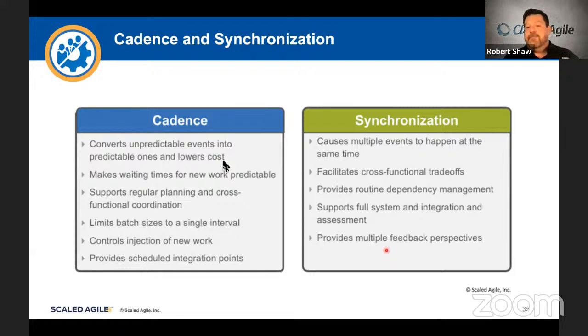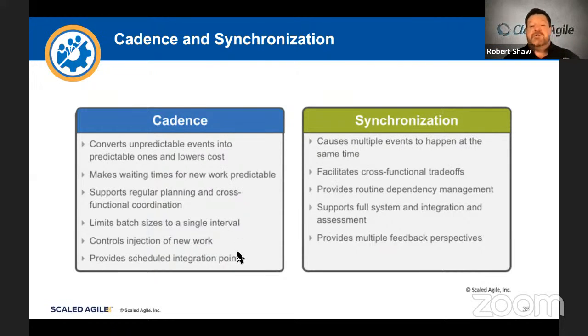Inside of that heartbeat, there are points where the organization needs to come together to synchronize and align. We need to do some cross-functional planning. We need to do some cross-functional integration. So along the way, we have a heartbeat, and inside of that heartbeat, there are times where we need to pull and synchronize to make sure that we're aligned. So two separate things are in there.